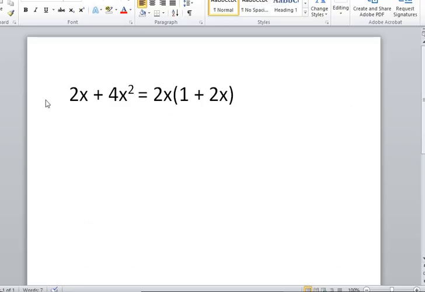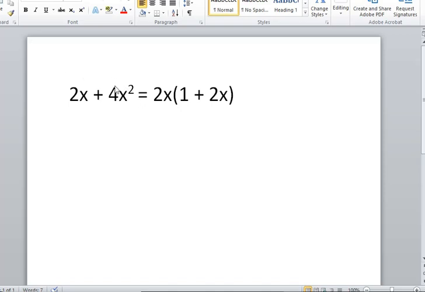It's like this. When a monomial occurs in an algebraic expression, what does that mean? 2x plus 4x square is one algebraic expression. Now when 2x is common in both, what does that sentence say?